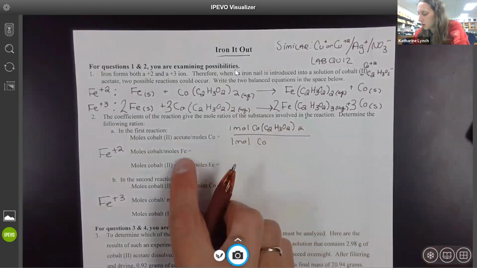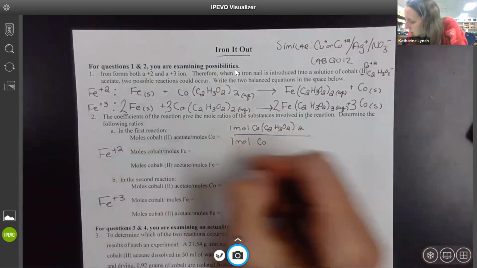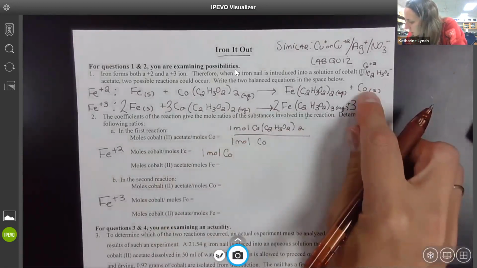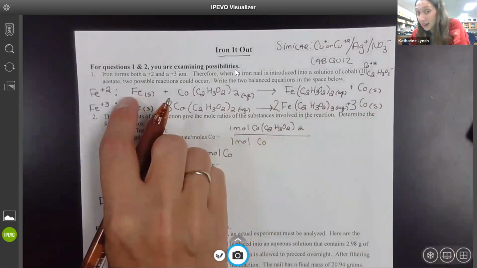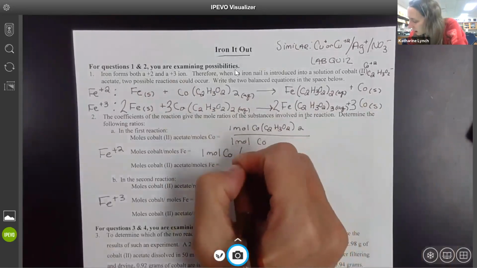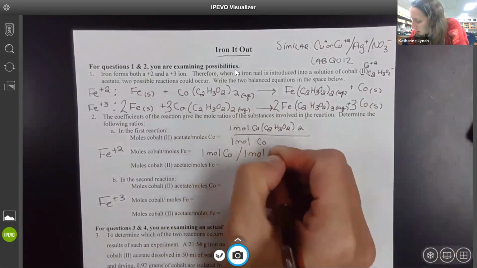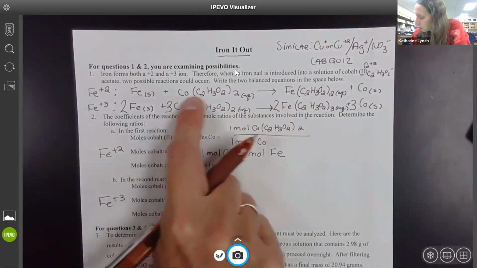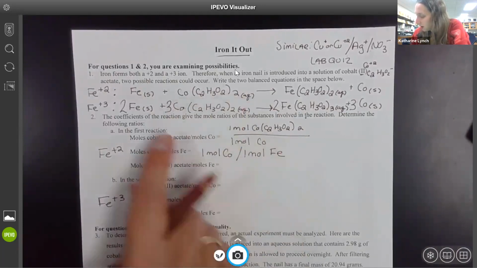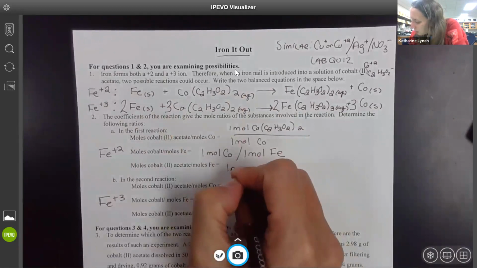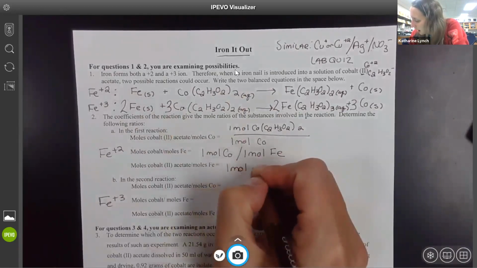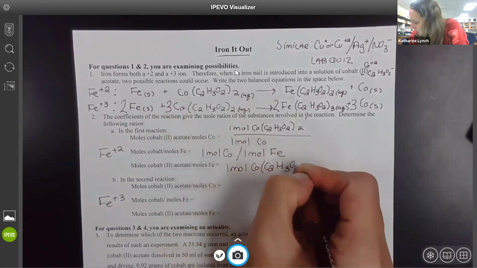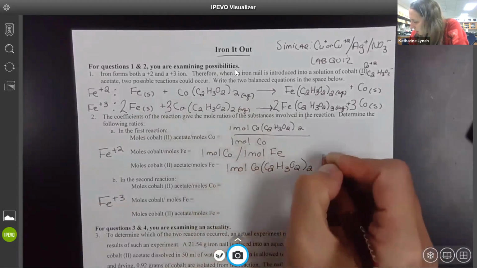I've got pretty big handwriting, so I'm going to write this one a little more horizontally. For every 1 mole of cobalt produced in this first reaction, I need 1 mole of iron to react. I'm going to write these horizontally just so it fits better with my big handwriting. All right, moles of cobalt-2 acetate: for every 1 mole of cobalt-2 acetate, I need to react 1 mole of iron. So this problem is really just getting at, can you read the mole-to-mole ratio throughout balanced chemical equations?